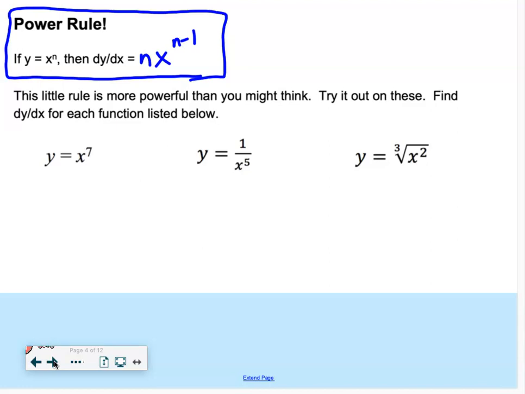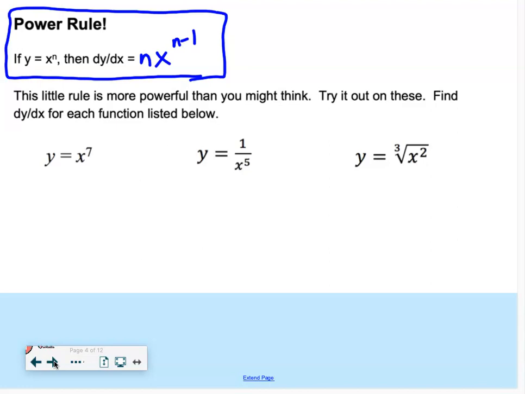Does this rule say x to the n, or does it say 1 over x to the n? It's not a trick question. It just says x to the n, right? Does it say the square root of x to the n? No. All it says is x to the n, which means anytime you want to use this rule, you had better have your function written as x to a power. Not 1 over x to a power, not the cube root of x to a power, literally just x to a power. So I'm going to give your groups a minute.